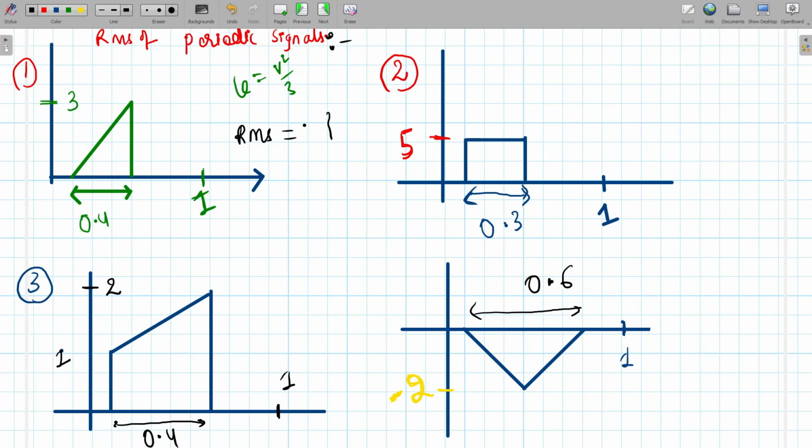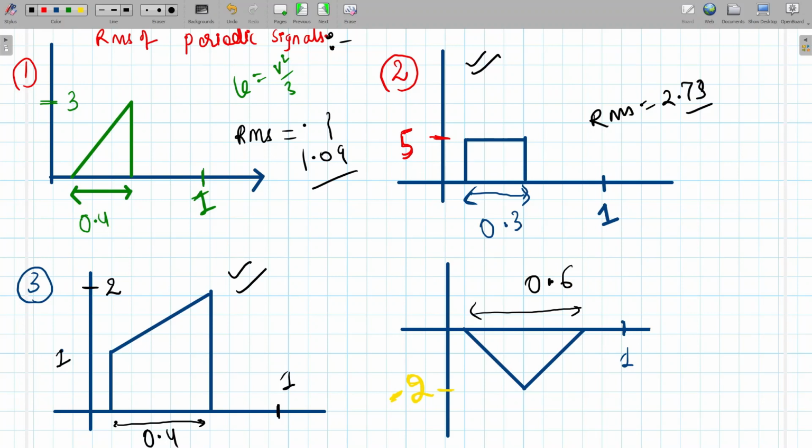Into 0.4 root over 1.09. Okay, 1.09, correct. What will be the answer for this one? This one: 5 squared into 0.3 root over 2.73. Okay, correct. For this one, RMS will be 2.73. Everyone getting the same answer? For this one, can anyone calculate? The third one?